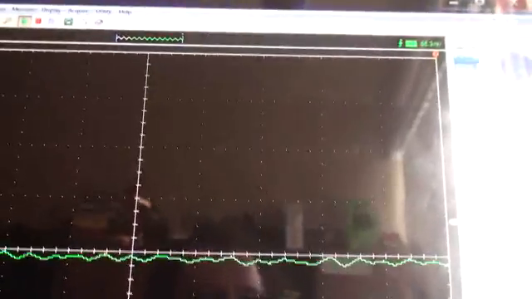Let's try 20. Oh yeah, right. Got my scale wrong here. Nanoseconds, that's pretty cool. Yeah, that's 10 milliseconds right there. 20 milliseconds. Too tight. Let's try 1 millisecond. Okay, that's probably for the best.